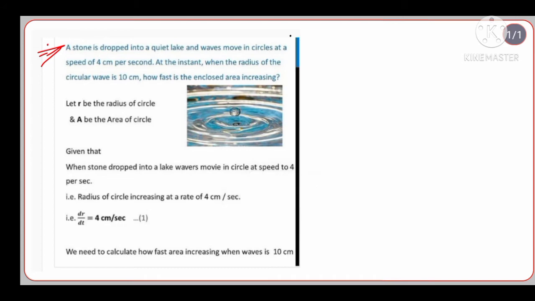A stone is dropped into the wet lake and waves move in circles at a speed of 4 cm per second. At the instant when the radius of the circular waves is 10 cm, how fast is the enclosed area increasing? The question says that if we drop a stone in water, circular waves form in the water. Now what do we have to find out?